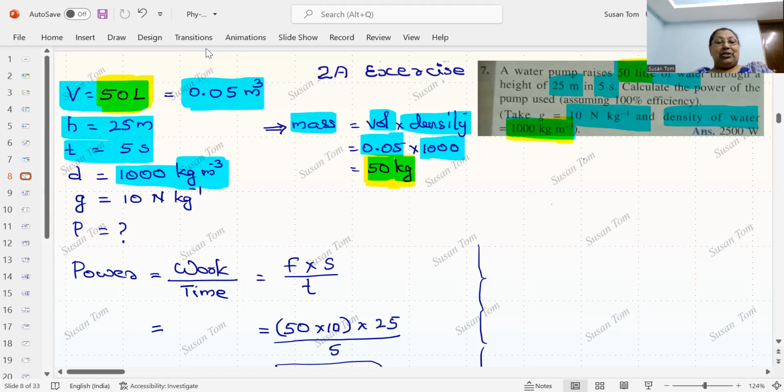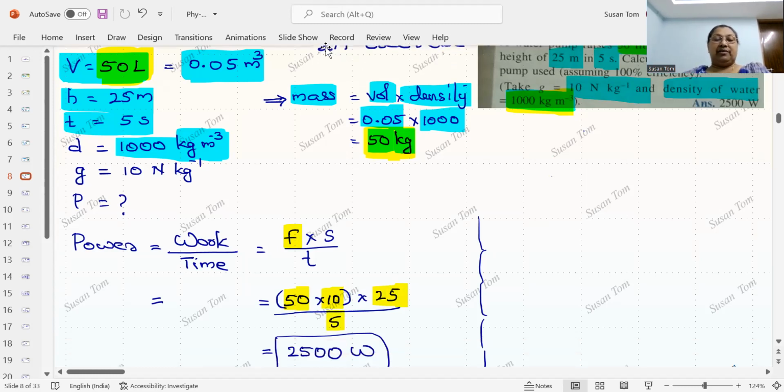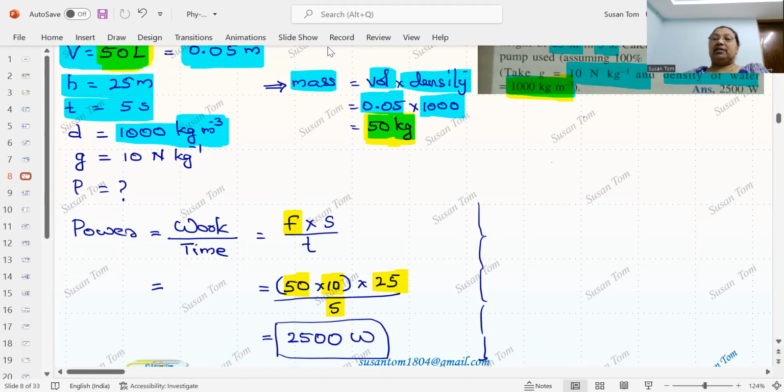Okay. So the force is the mass into acceleration due to gravity. F into S, where F is the force, that is the mass into acceleration due to gravity. So 50 kg mass into 10, the acceleration due to gravity, and S is the height, that is displacement, over time, which is 5. On solving, you get 2500 watt.